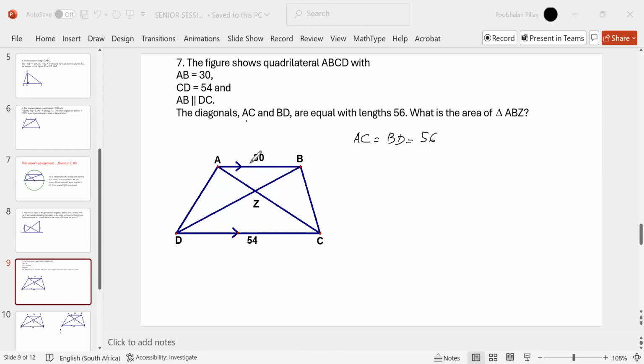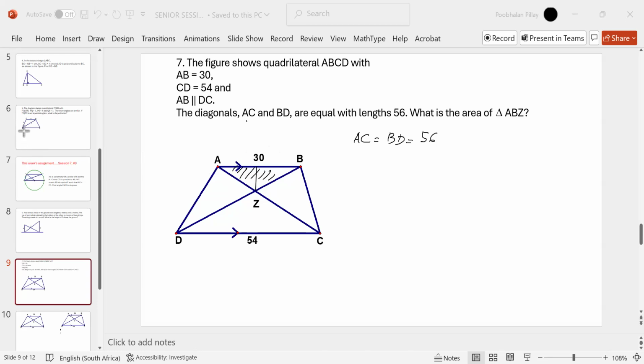Oh, that's very interesting, because hardly anything is given here. You got 30, 50. No, we don't have any heights or anything like that. But evidently, we need to find the height. You got the base. ABZ is this triangle here. So we need to find the height of this little triangle here. So how do we do that, using all this information?